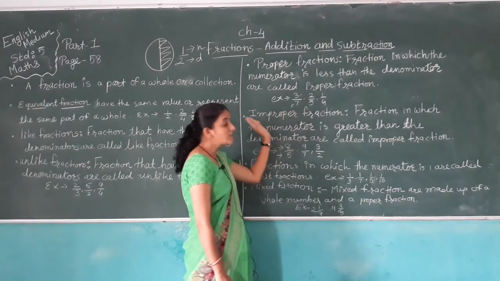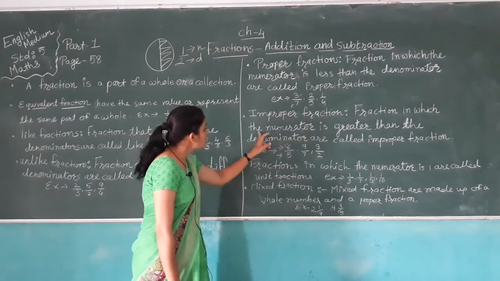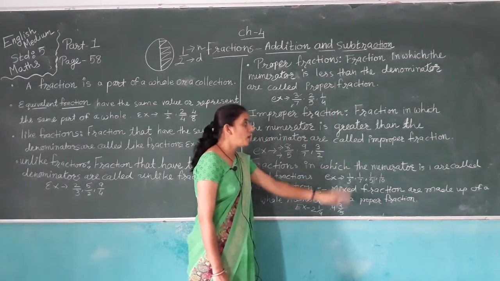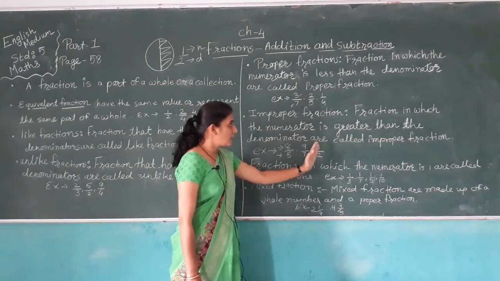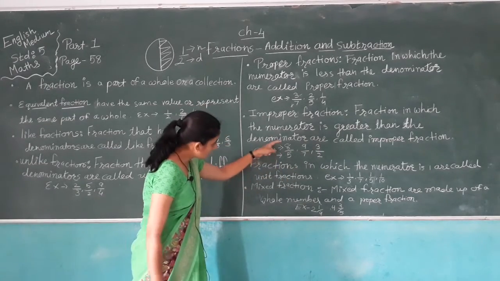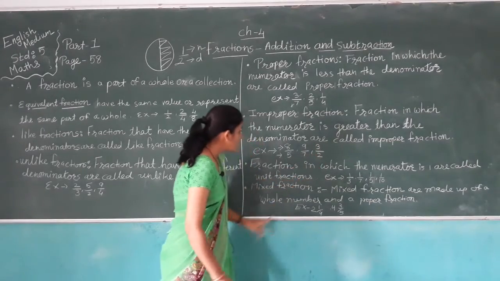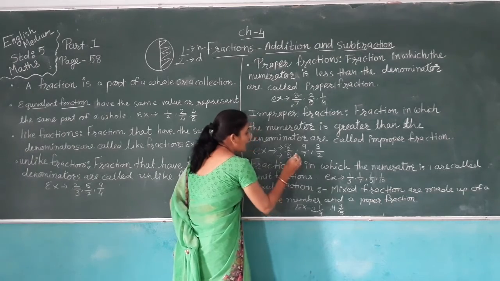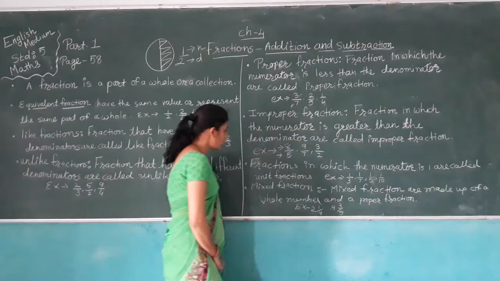Improper fraction. What is an improper fraction? Fractions in which the numerator is greater than the denominator are called improper fractions. Look here: 8 out of 5, 9 out of 7, 3 out of 2. The numerator is bigger and the denominator is smaller. These types of fractions are called improper fractions.